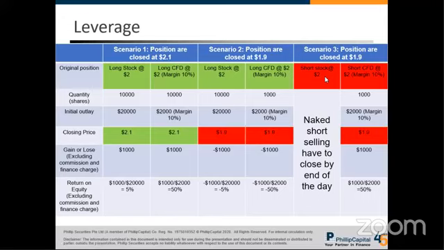So if you really want to do short selling, please take note: cover by the end of the day if you are doing naked short selling. If not, you can consider using CFD to do naked short selling, where you can take advantage of the downside movement.